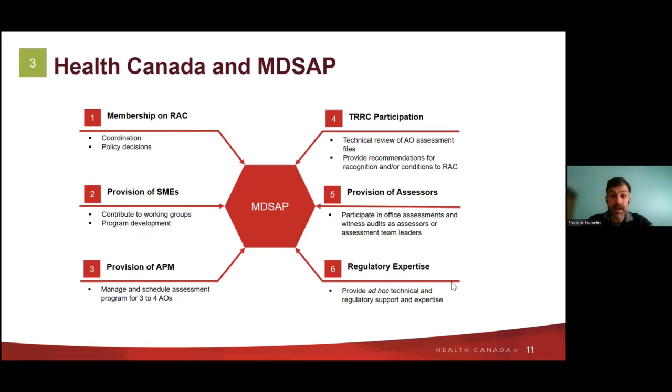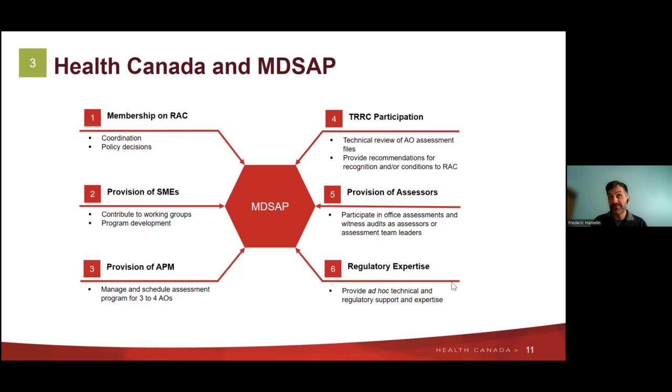Provision of subject matter experts. So we contribute to working groups. We have various working groups to deal with different parts of the program, whether it's updating some training material or updating our auditing guidance or particular procedures or forms or whatnot. We contribute to that as subject matter experts, sometimes as a team leader, sometimes as just a team member, and we work with these other regulators. Each regulator, so Health Canada, provides 1 APM or assessment program manager.